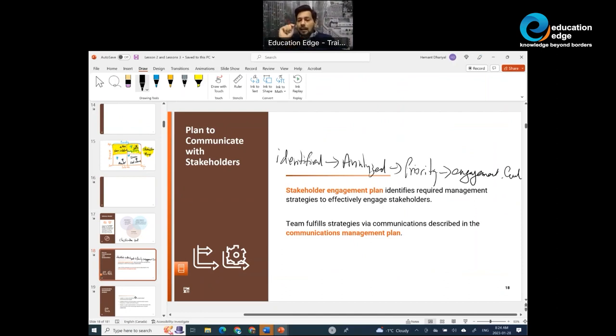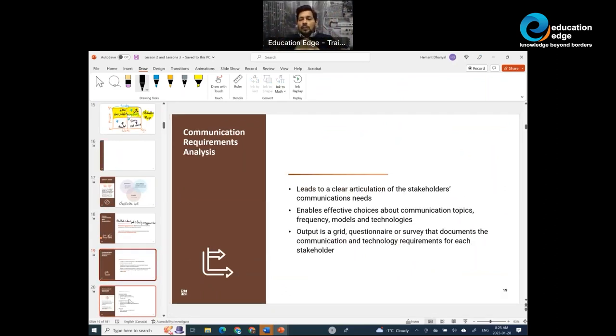A stakeholder engagement plan helps you with the engagement of stakeholders in an effective fashion. That's what a stakeholder engagement plan is. It tells you about the level of participation desired from the stakeholders. And the stakeholder engagement plan feeds into the communication management plan also. Now, once you have created the stakeholder register and analyzed your stakeholders, it is at this time you must also start looking into the communication requirements of your stakeholders.